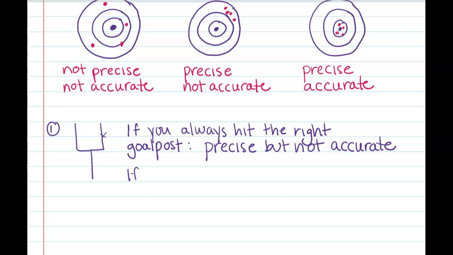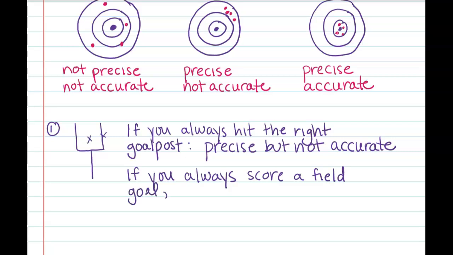Let's say you always score a field goal. It's pretty much right in the center. You always score a field goal. Maybe it always goes through right in the center. You are precise because you're always kicking it in the same spot. And you're doing what you want. The goal is to get a field goal, so you're also accurate.